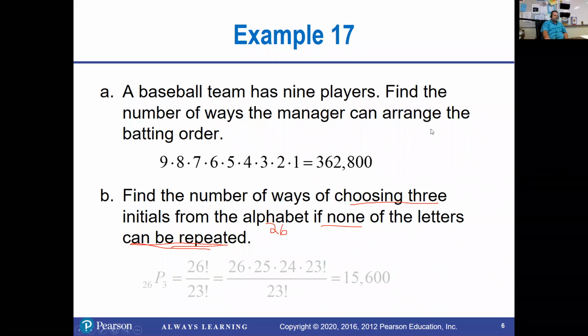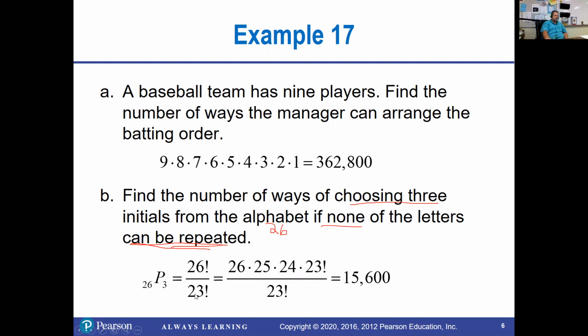So it's going to be 26P3, which is 26 factorial over 23 factorial. That's the 26 minus 3. And then notice you do it the same way. You cross out the 23s, and you're good to go. And you find out that there are 15,600 ways to do that. Okay? Now, FYI.